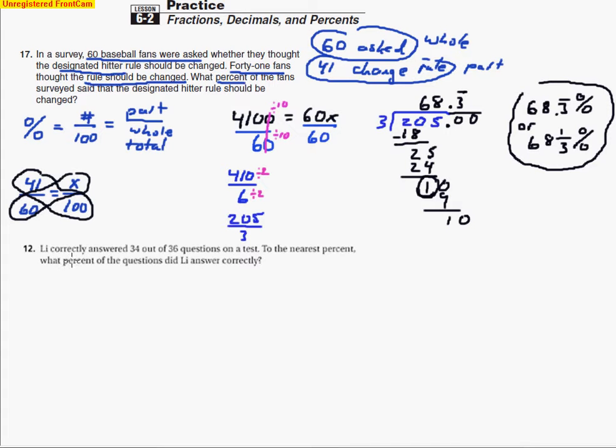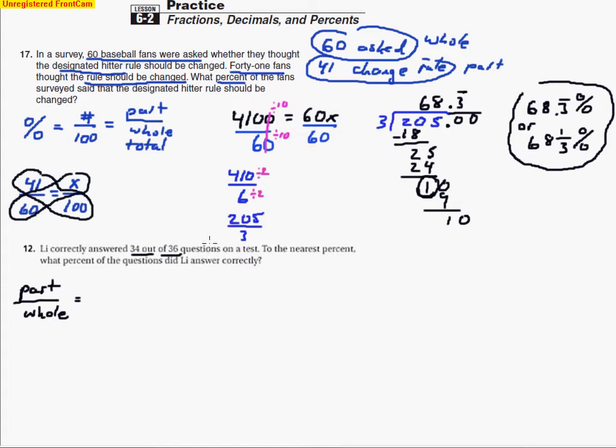So the same sort of thing here. We want to figure out a fraction. We want to write a fraction as a part over a whole. So as we read this problem, let's try to figure out what the part is. It says Lee correctly answered 34 out of 36 questions on a test. To the nearest percent, what percent of the questions did Lee answer correctly?